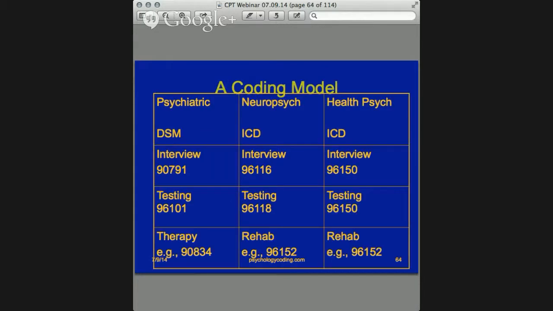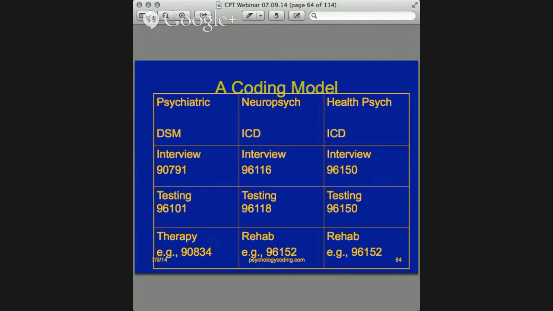Now here's a coding model that I've shared before. Let me spend a few minutes discussing it. We have 3 different levels: psychiatric, neuropsychological, and health psych. If you're doing psychiatric, you're using DSM; for the neuropsych, the ICD; for the health psych, the ICD as well. If you do an interview, you have the 791. The interview for neuropsych is 16. The interview for the health psych is 150. The testing is 101, 118, and 150. And of course, the interventions are provided as well.